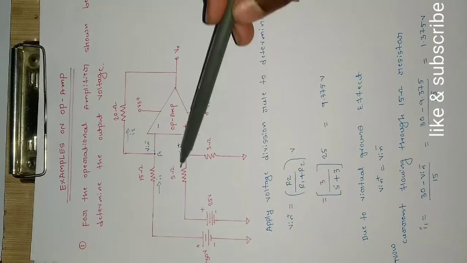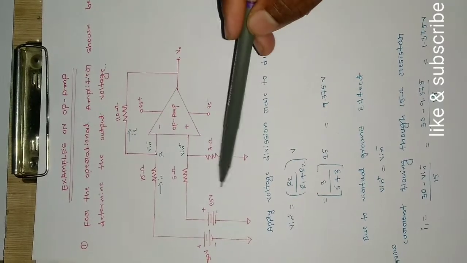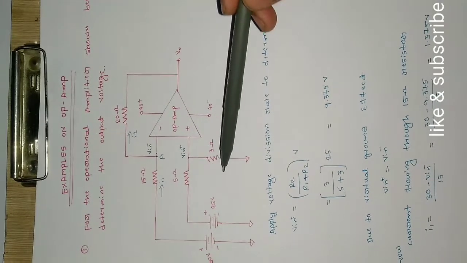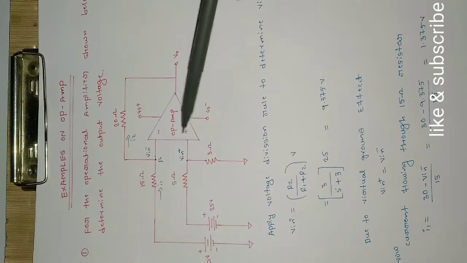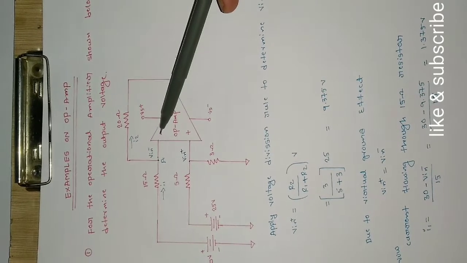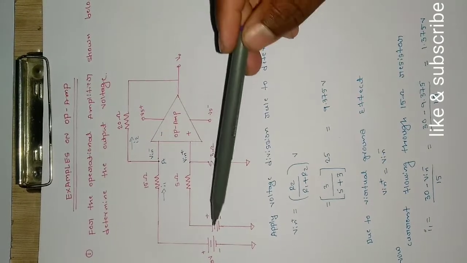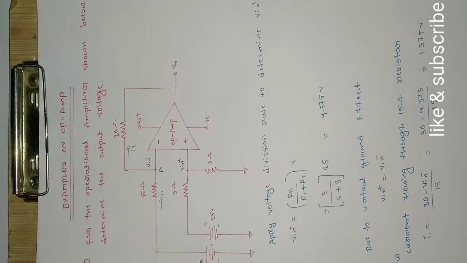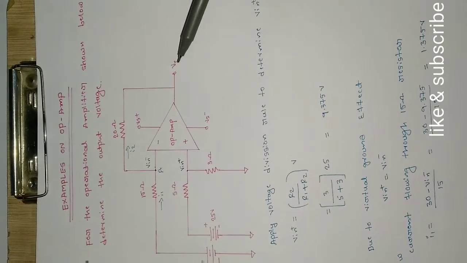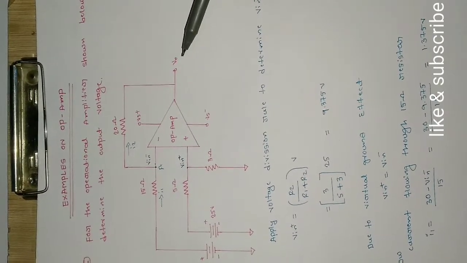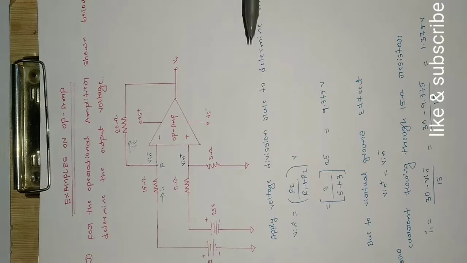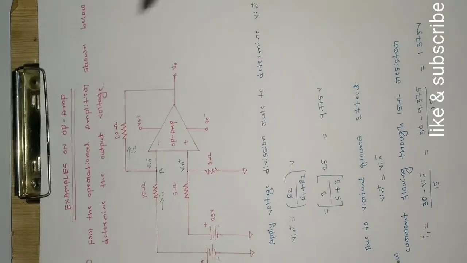So this is like R1 and this is R2, and this is the voltage which is applied to the input there. So this is the non-inverting terminal, and this is the inverting terminal. So for this one, a 30-volt source is applied. Okay, so we are asked to find out the output voltage V naught. So how we can approach, let us see. So apply voltage division. So I am assuming these things here.